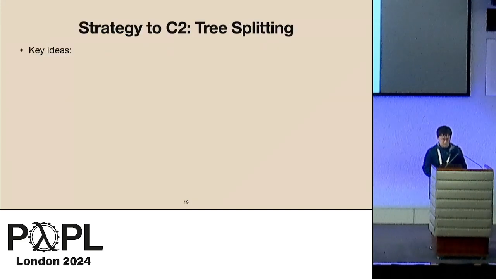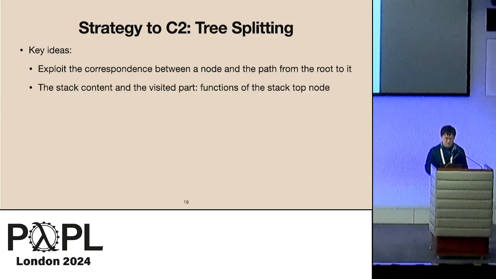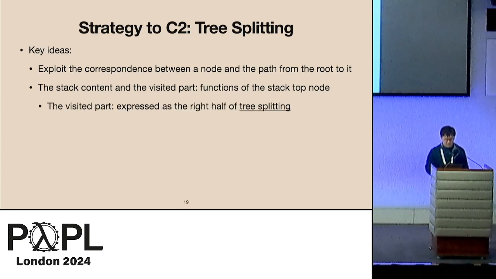So that's the strategy for the first challenge. And the strategy for addressing the second challenge, which is about finding loop invariants for non-recursive traversals, heavily depends on the fact that there is some correspondence between a node and the path from the root to it. It turns out that the content of the stack and the visited part can be both precisely represented as functions of the stack top node. For the visited part, it can be expressed as the right half of tree splitting. Therefore, in order to state the loop invariant precisely, it's sufficient to keep track of the stack top node.